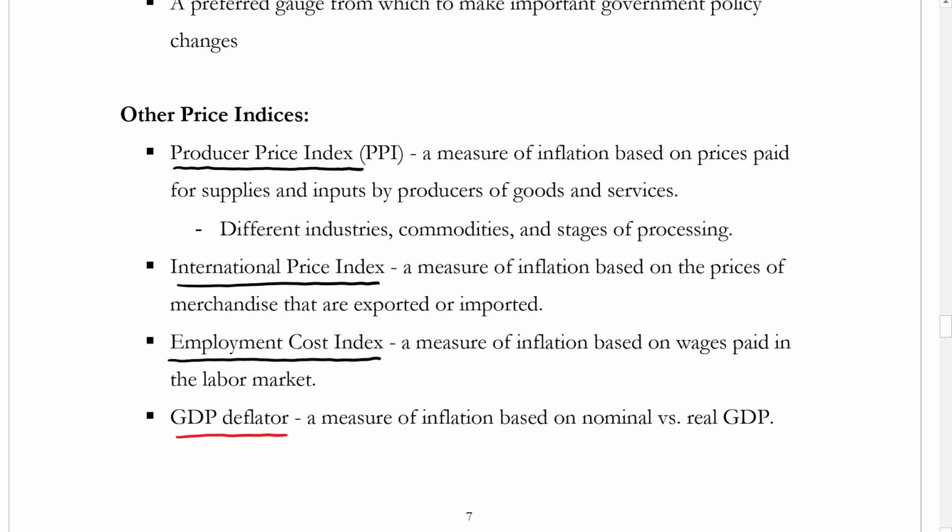Alright, so that's all we're going to do for this video. In the next video, as mentioned, we're going to be looking at when inflation is not normal, either when it's negative, which we call deflation, or when it's extraordinarily high, which is hyperinflation.